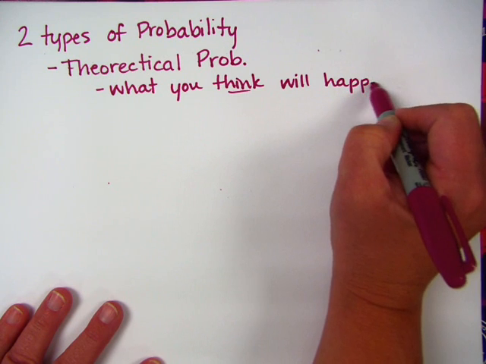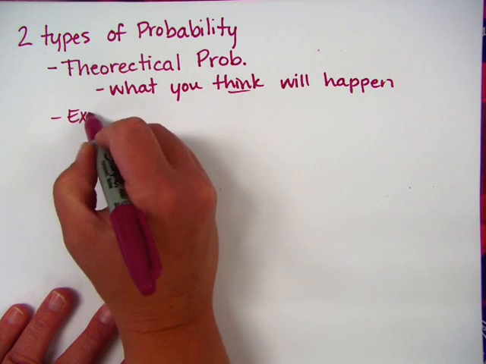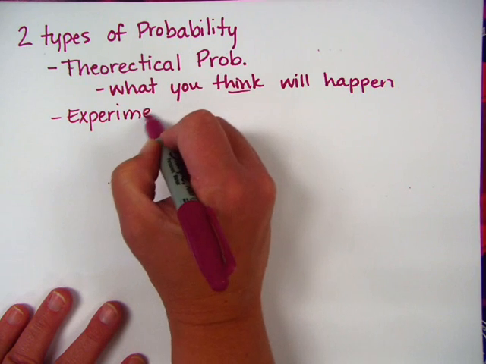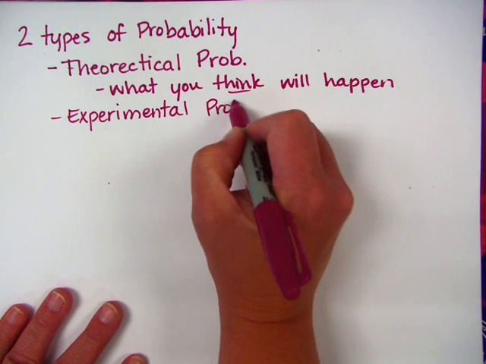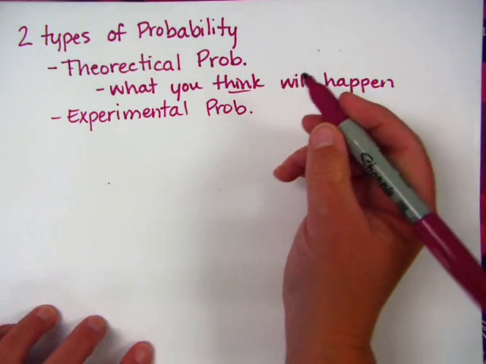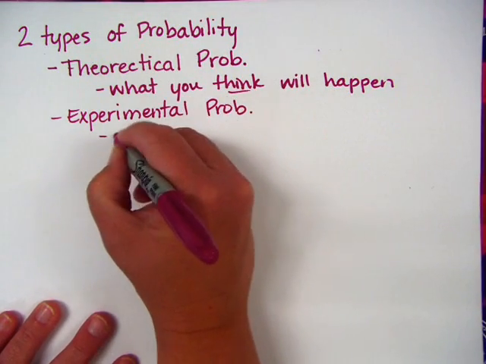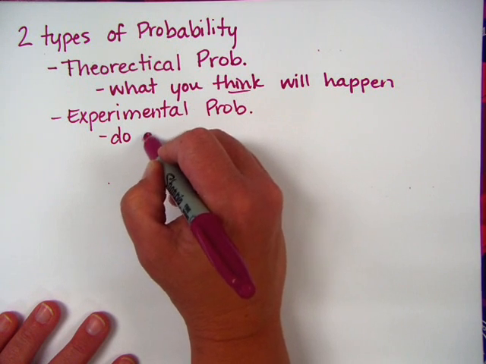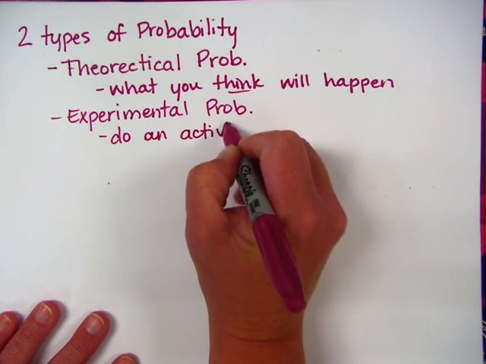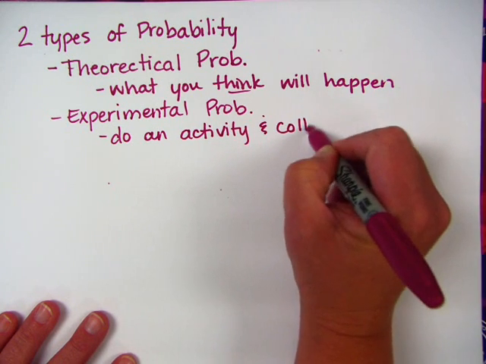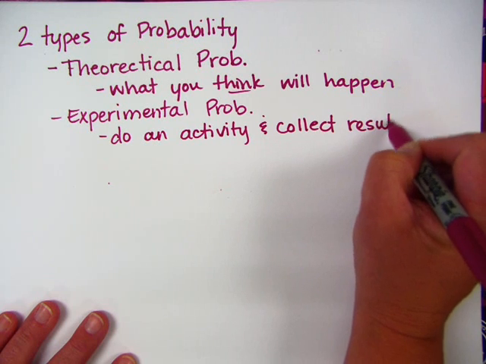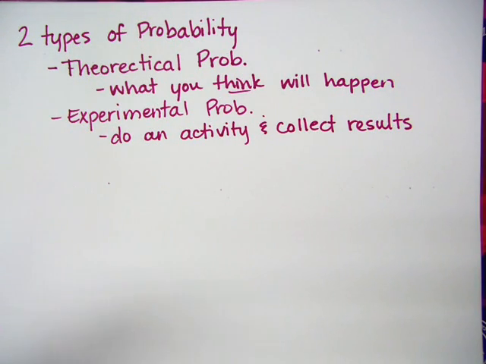Okay? The other type of probability is what is called experimental probability. This is the fun probability, because in experimental probability, you actually do an activity and collect results. That is experimental probability. So theoretical is just making a statement about probability, what you think will happen. In experimental probability, you actually do the experiment and come up with the actual results.